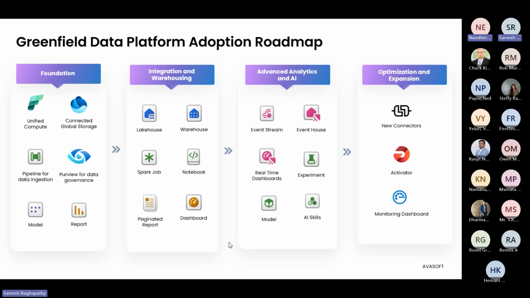So in the optimization and expansion phase, you would expand into new connectors to bring in new sources of data into Fabric, and you also have the activator component that is available in Fabric, which you can use to set up alerts and trigger automatic activities based on an event.